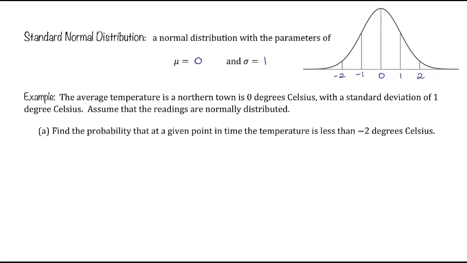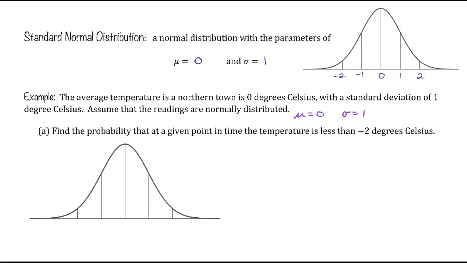Let's take a look at this example. The average temperature in a northern town is 0 degrees Celsius with a standard deviation of 1 degree Celsius. We're going to assume that these readings are normally distributed. Notice that we've already been given that the mean is 0 and the standard deviation is 1. So this is an example of a standard normal distribution. Let's find the probability that at a given point in time, the temperature is less than -2 degrees Celsius.